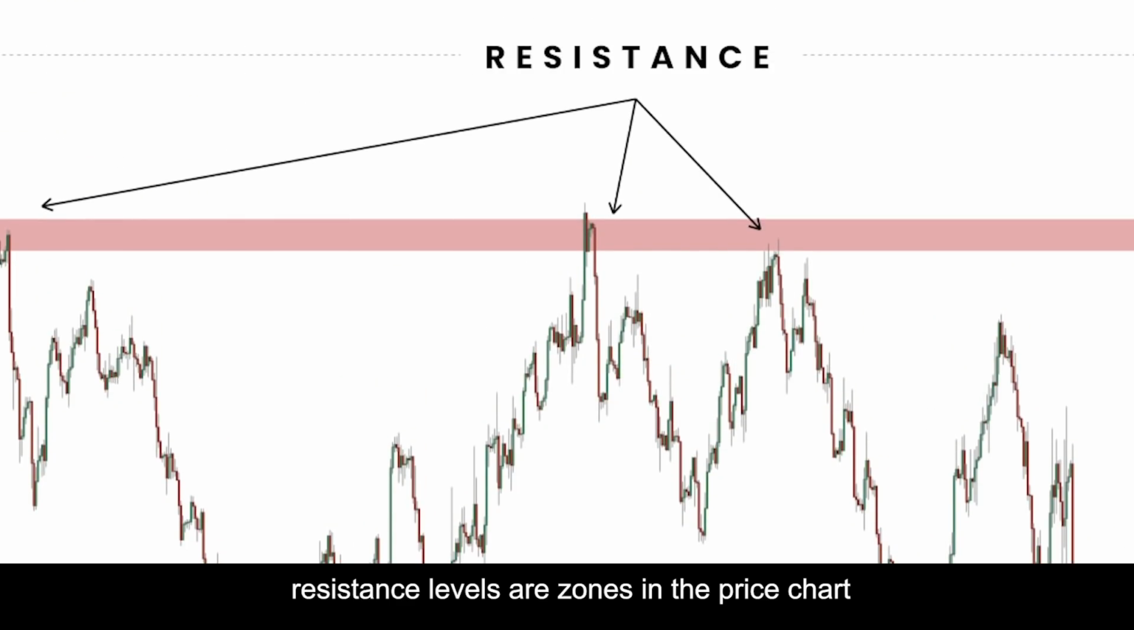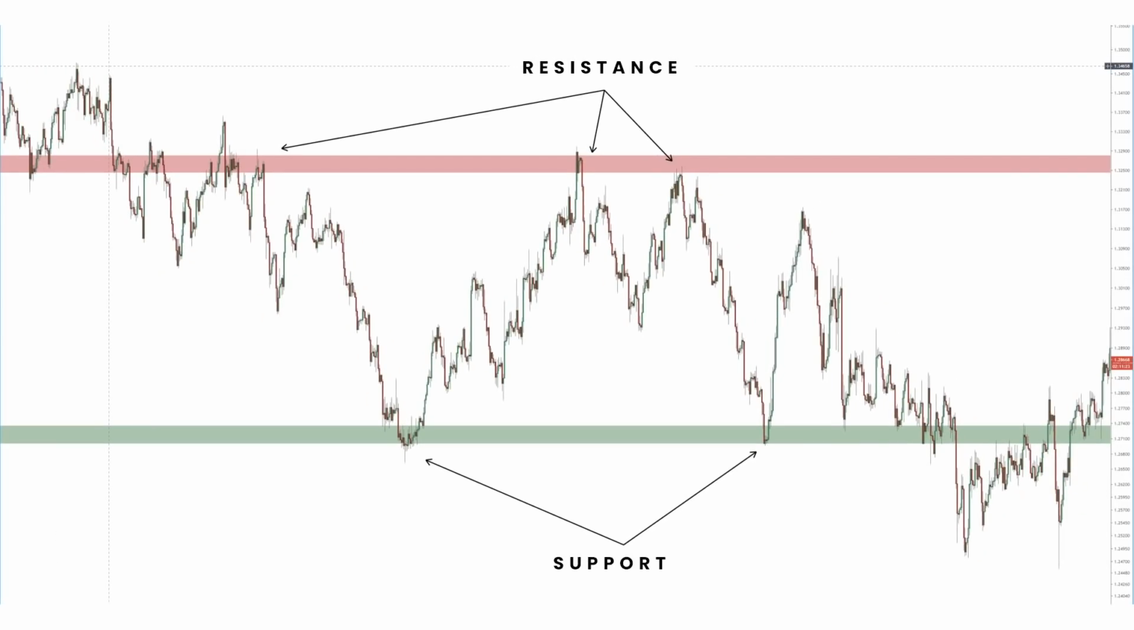Resistance levels are zones in the price chart where whenever the stock hits that zone, it automatically retraces back, right? There is selling in that particular zone. So this is basically what happens. And when the stock goes above that zone of resistance, it's called a breakout towards the upper end.